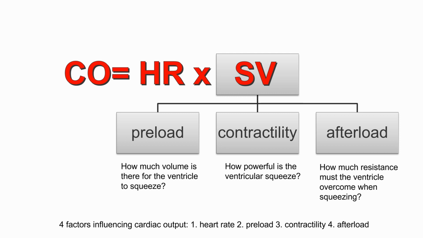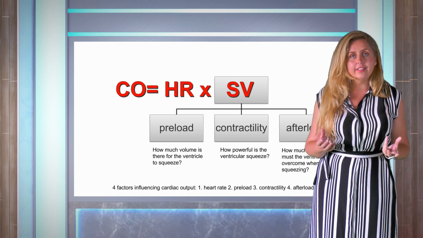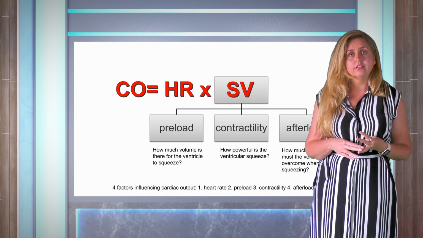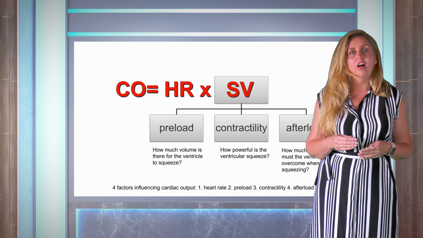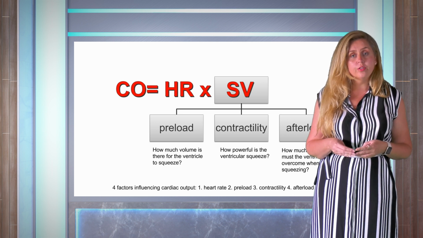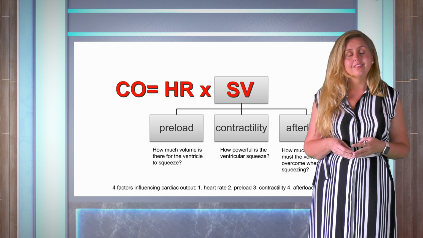Afterload is how much resistance the ventricle must overcome to be able to squeeze. Another way of saying that is how much resistance the ventricle must overcome to open up your aortic valve on the left and your pulmonary valve on the right. So we can say there are four factors that will influence cardiac output, and they are heart rate, preload, contractility, and afterload.